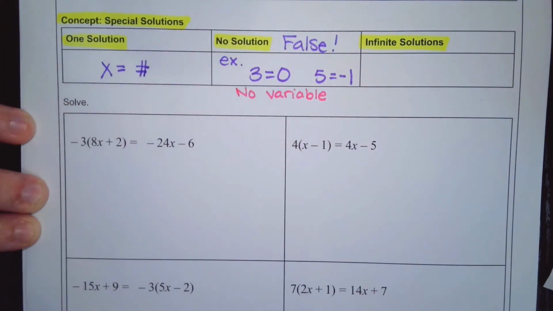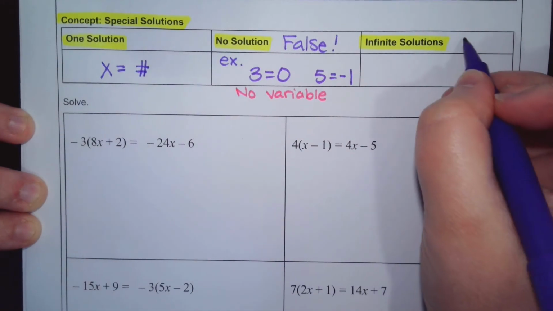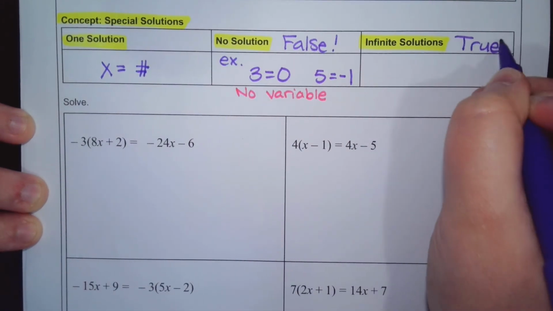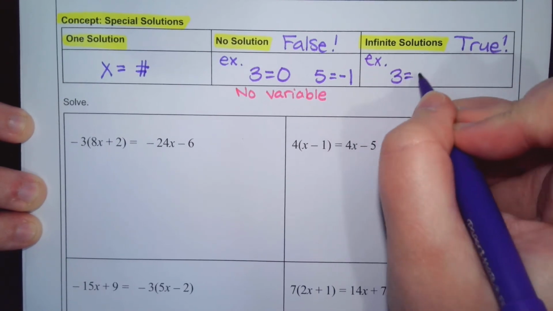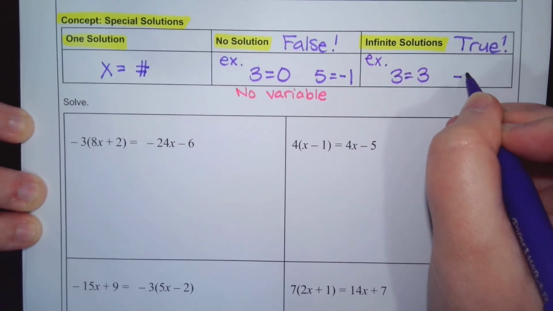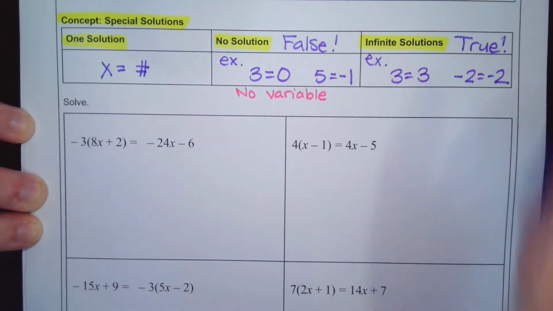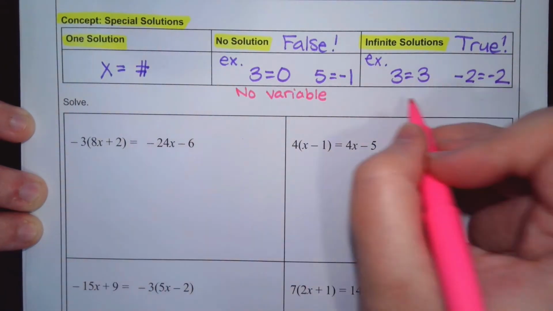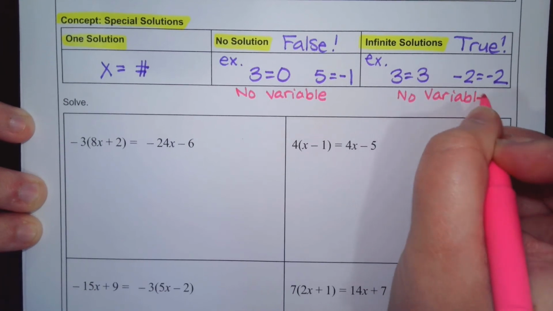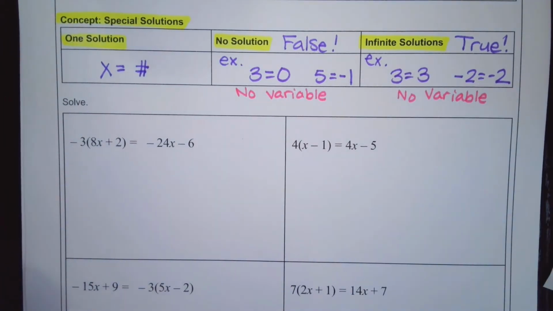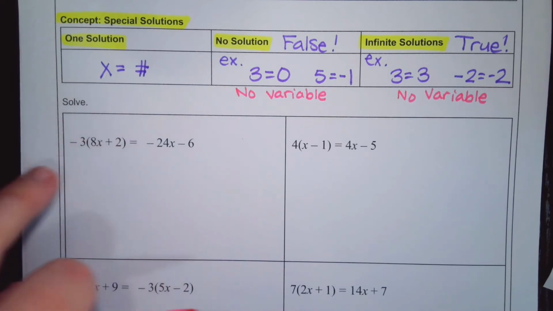If no solutions are false, infinite solutions are true. So an example of this would be something like 3 is equal to 3. Negative 2 is equal to negative 2. And just like no solution, there's no variable for infinite solutions as well. They get canceled out. All right.